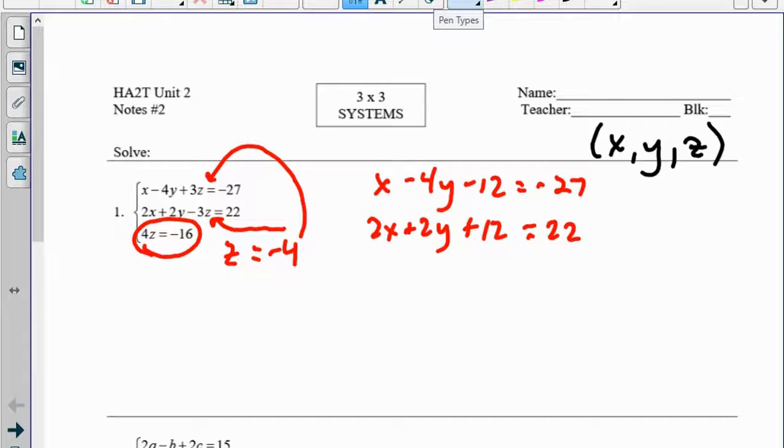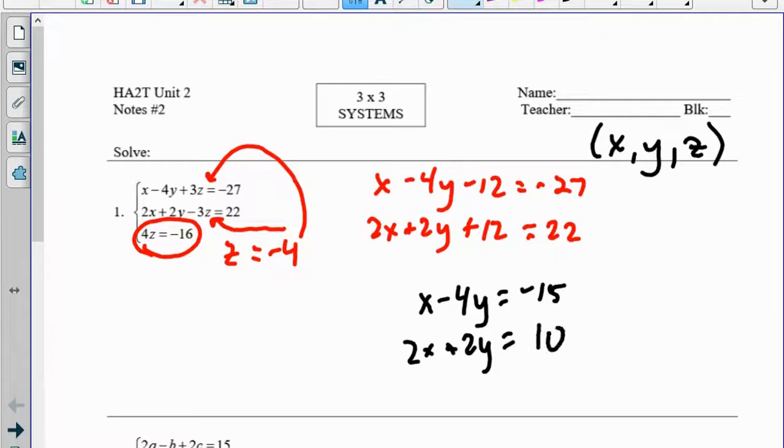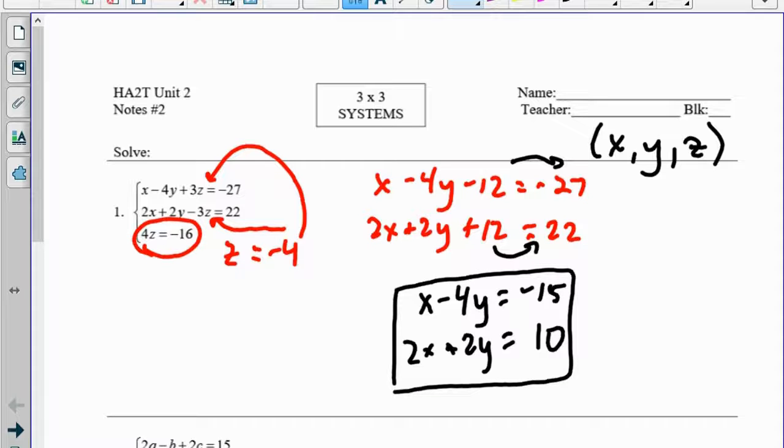Equals 22. Now, I can turn this into something that we should be pretty good at by now. x minus 4y equals negative 15, and 2x plus 2y equals 10. That's because I can just subtract 12 over in this problem and add 12 over in this problem. Now I have a 2x2 system that I should be pretty good at solving. So I can multiply the top one by negative 2 or multiply the bottom one by 2 and end up getting a 2x2 system here.